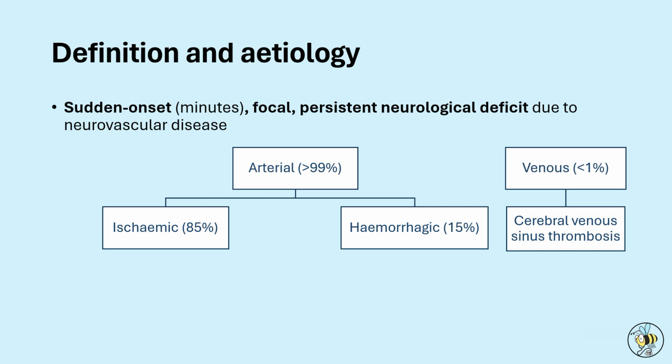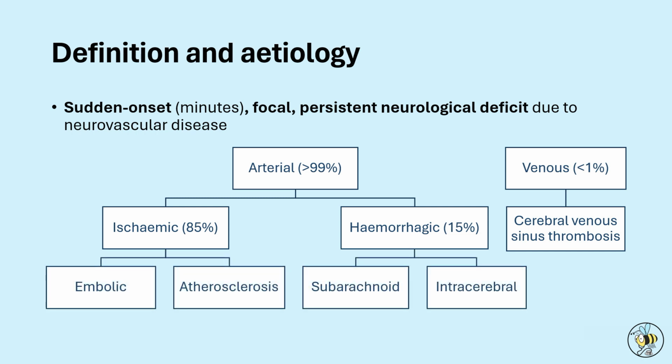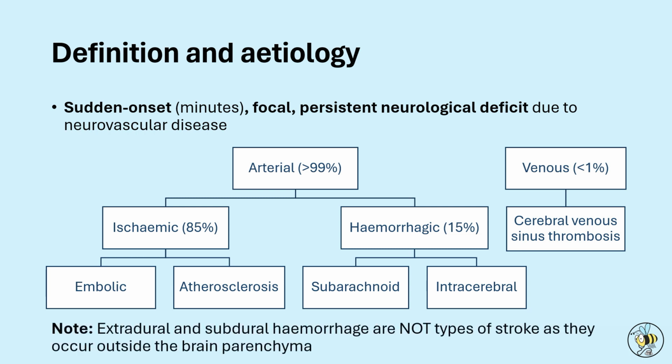Ischemic strokes, the commonest type, can be caused by embolic disease or atherosclerosis, while types of hemorrhagic strokes include subarachnoid and intracerebral. Note that extradural and subdural hemorrhage are not types of strokes as they occur outside the brain parenchyma and are often from head trauma. However, they may exert enough pressure to reduce blood supply to the brain, causing a secondary stroke.